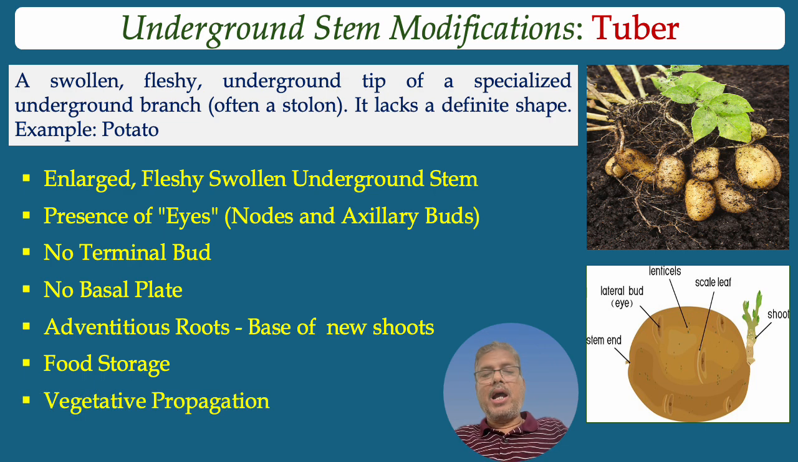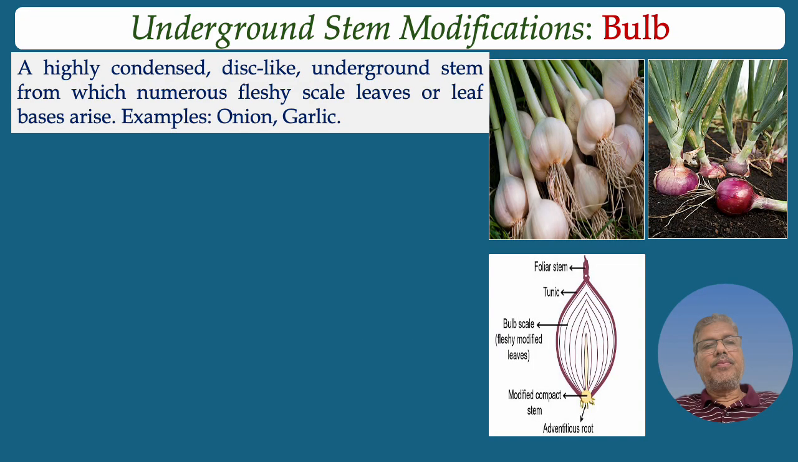Stem tubers are highly effective in vegetative propagation. If a tuber is cut into pieces, as long as each piece contains at least one eye, that is, a node with a bud, it can grow into a complete new plant, which is genetically identical to the parent plant. This is how potatoes are commonly propagated.